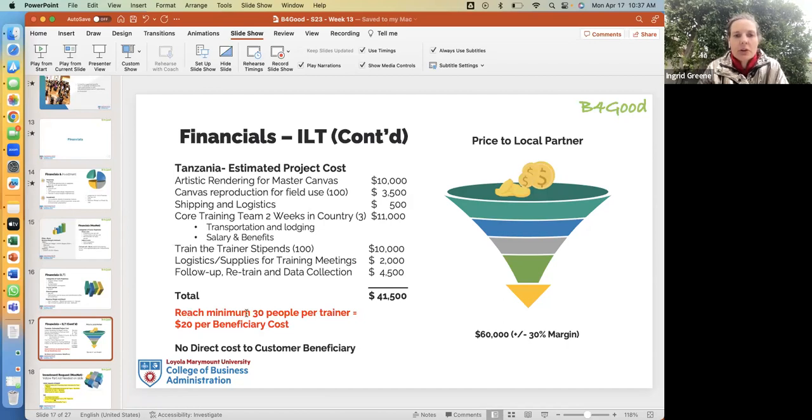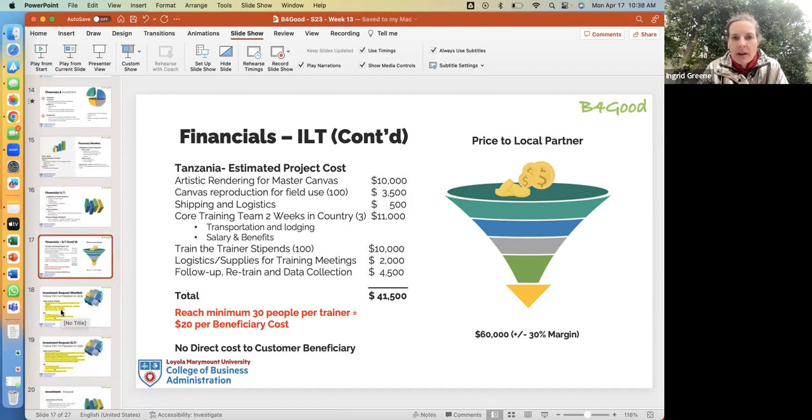But still, because your total reach minimum is 30 people per trainer, it's still just $20 in theory per beneficiary cost, because you're trying to reach a lot of people with this training program. There's no direct cost to the customer beneficiary. So your end user doesn't necessarily have to pay anything is the idea. And as I said here, you're going to charge them $60,000 and you're going to make hopefully $30,000 margin.